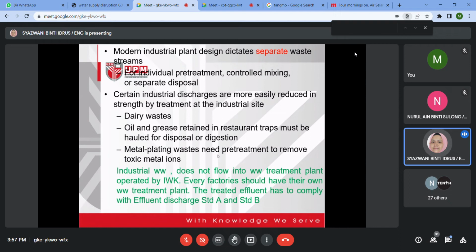So the treated wastewater produced from the industries has to comply with standard A or standard B set by the Department of Environment.